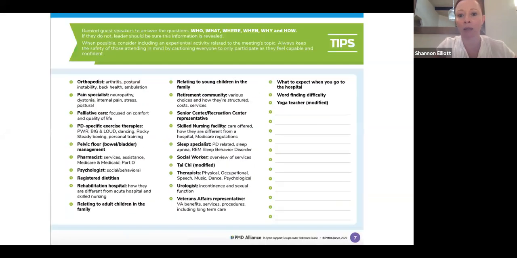So that's page one, and then this is page two. So this is the end of the alphabet. So sleep, urology, palliative care. So there are so many ideas here that you can utilize. So with that, I'm going to stop my sharing and we can move to the second part of our presentation today.